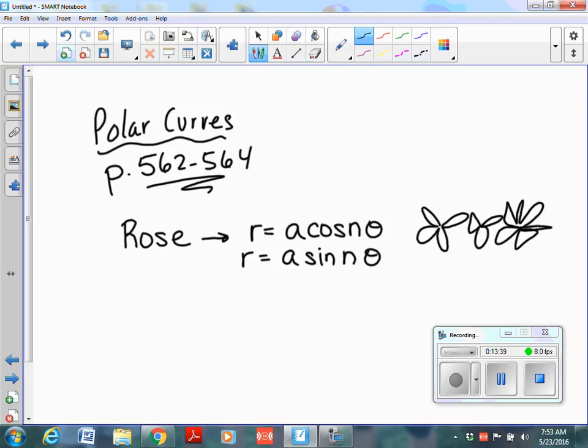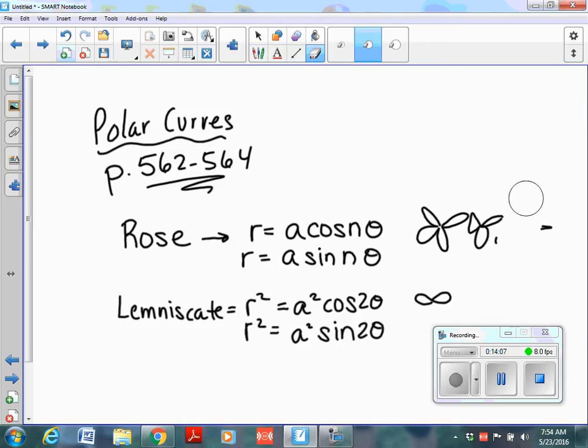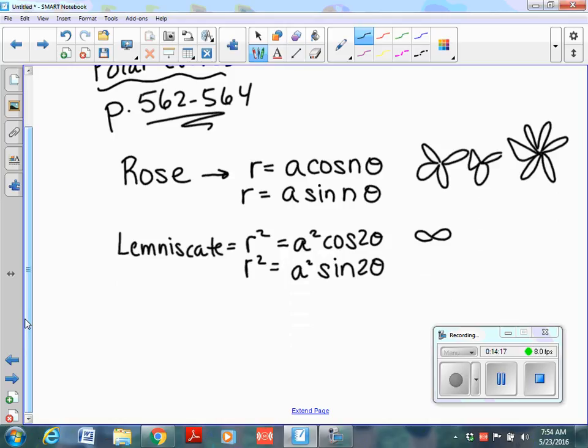The next one was a lemniscate. The formula is r squared equals a squared cosine of 2 theta, and r squared equals a squared sine of 2 theta. This looks like the infinity sign. Okay, and I'm going to try to make these a little bit nicer up here. I tried.